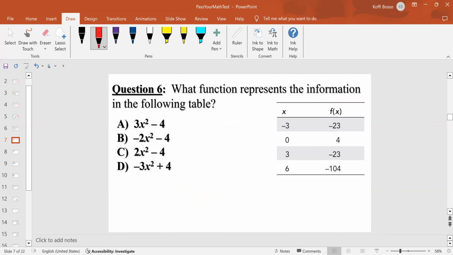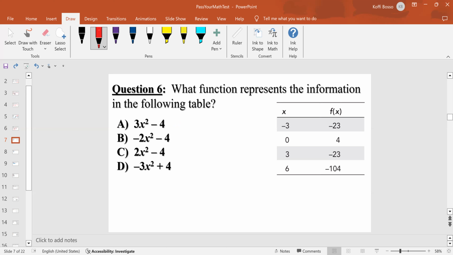Question number 6. This is a table, right? And this is a function. They say, what function represents the information in the following table? Understand that we have 4 functions here. This is a function, this is a function, this is a function, this is a function. But from the 4 functions, only one function verifies all the criteria in this table.